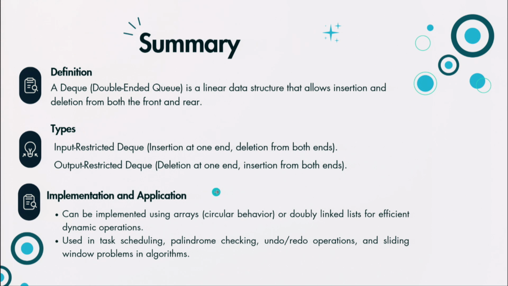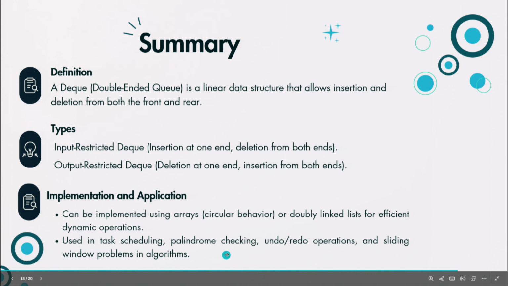And we also studied the applications and how a DQ could be implemented. When we talk of implementation, you could use arrays as well as linked lists. If we think of arrays, then we go with circular array implementation, and if we think of linked lists, then it is advisable to go with a doubly linked list, just because we need to handle operations at both ends.